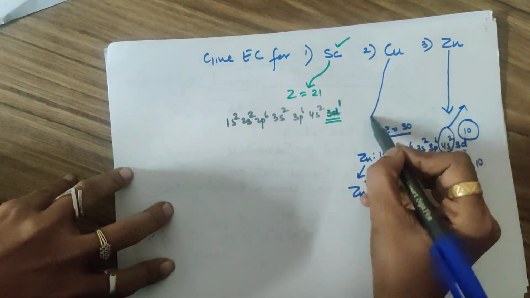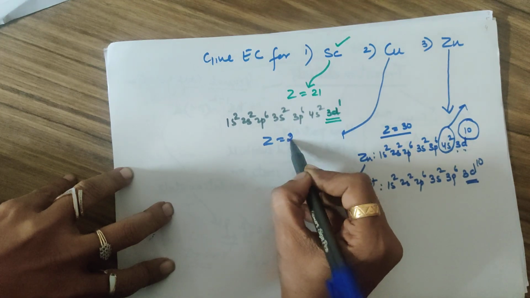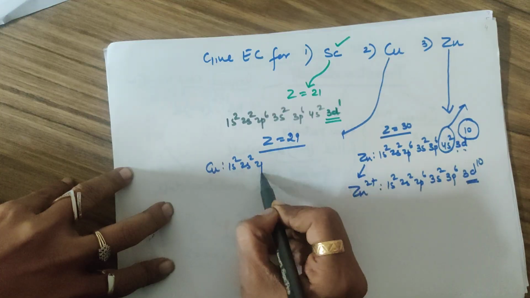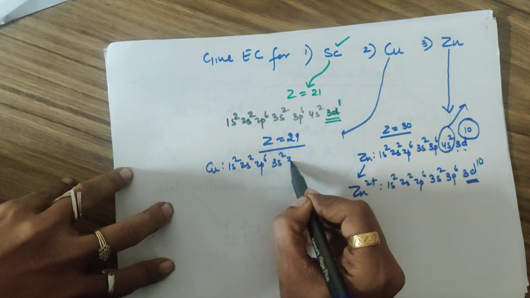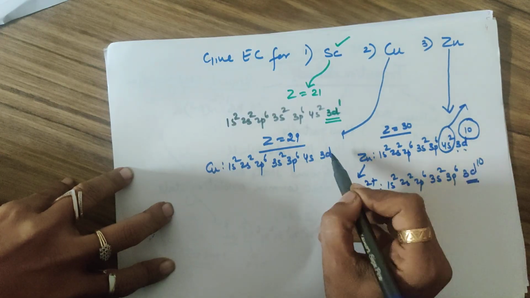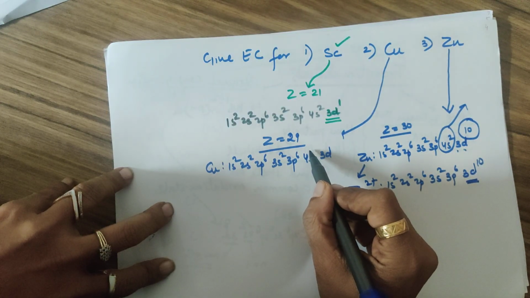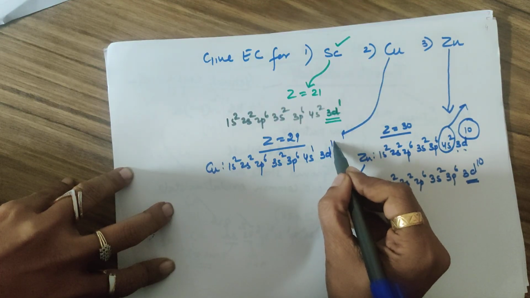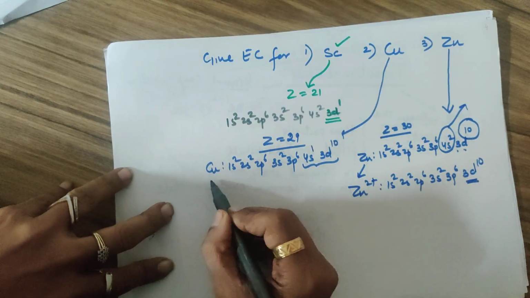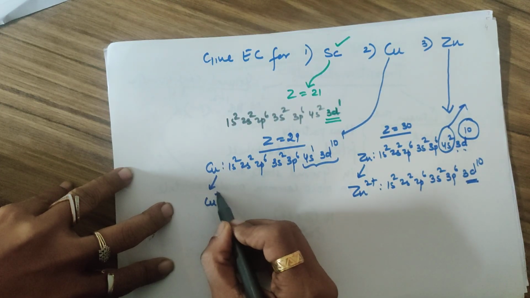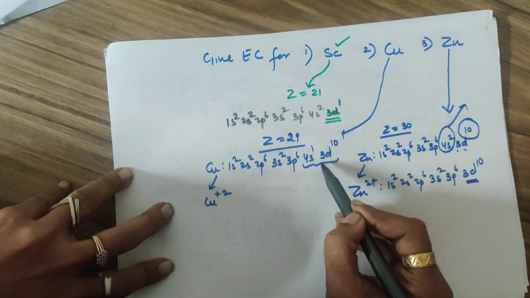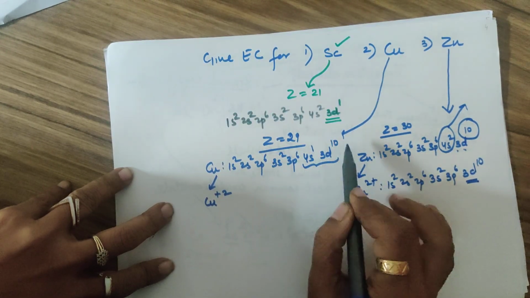Talking about copper, the atomic number for copper is 29. If I write the configuration for copper, 1s2, 2s2, 2p6, 3s2, 3p6, 4s2, 3d9. It is an exceptional configuration where you move 1 electron from 4s2 to 3d9 and write it like this, because they become half filled and fully filled, which are more stable. Now what is the common oxidation state of copper? +2. Does it have a partially filled d subshell? No. Since it does not, it is not a transition element.